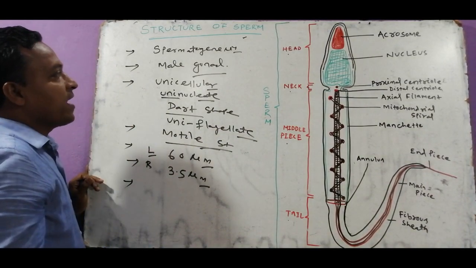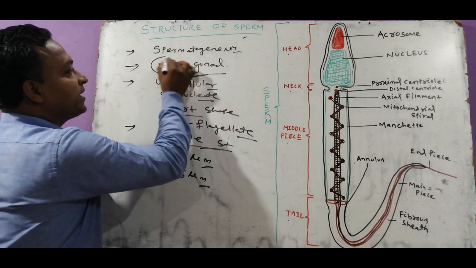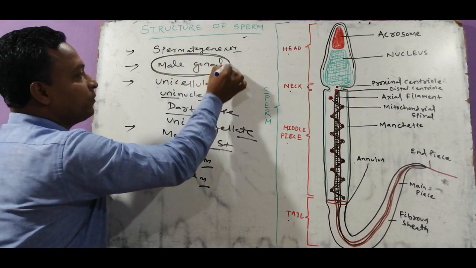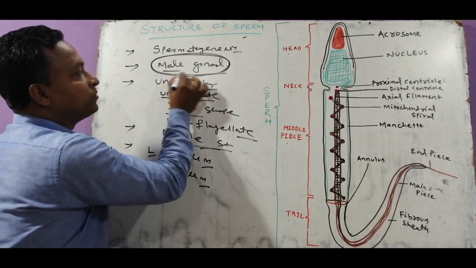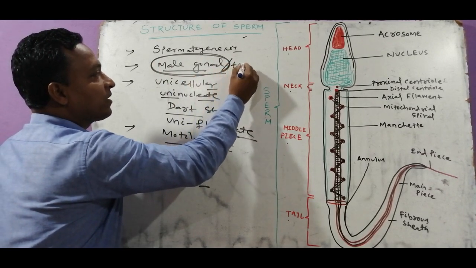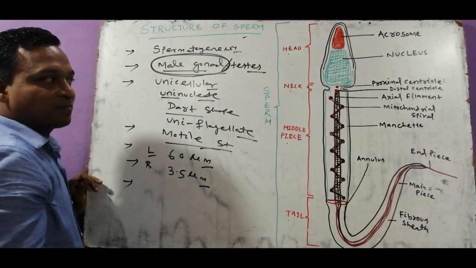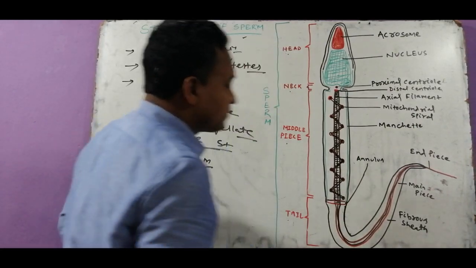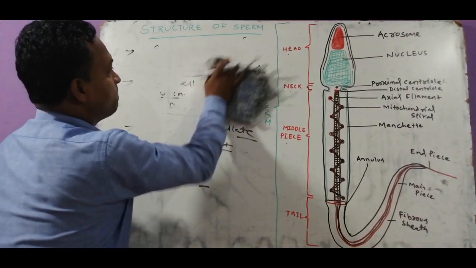Very interestingly, spermatogenesis, by which the sperm is produced, occurs in the male gonad, or we can call it the testis. Try to focus your mind here. Let us focus on the structure of the sperm.